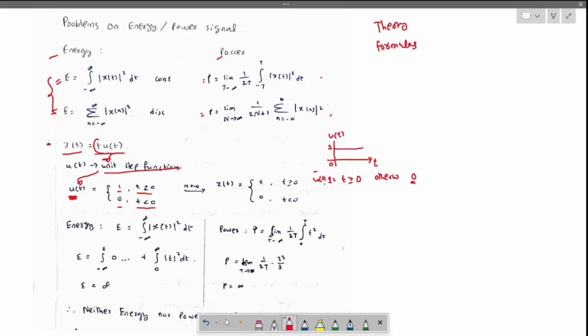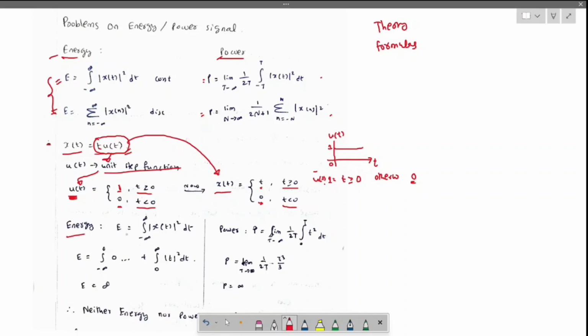Now we need x of t. x of t is t u of t, so it is multiplied with t. When t is greater than or equal to 0, it is just 1 into t. When t is less than 0, 0 into anything will be 0 only, right? So when t is less than 0, it will be 0.